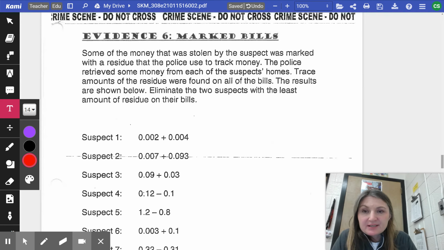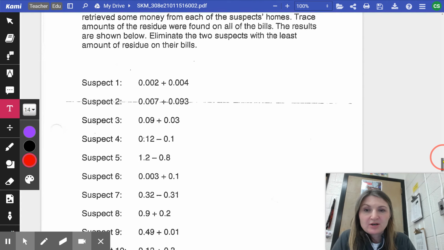Evidence number 6. Some of the money that was stolen by the suspect was marked with a residue that the police used to track money. The police retrieved some money from each of the suspects' homes. Trace amounts of the residue are found on all the bills. The results are shown. Eliminate the 2 suspects with the least amount of residue. So in this one, you have to do all 10 suspects to figure out who the 2 smallest numbers are.